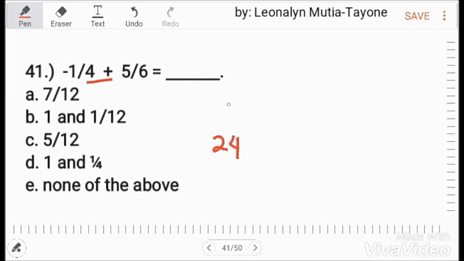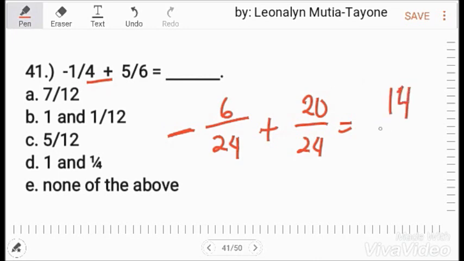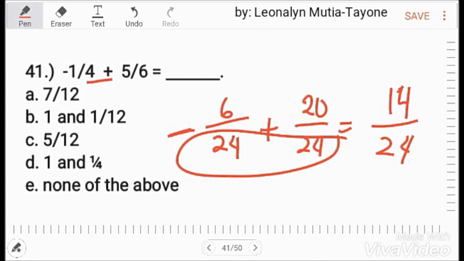6 times 1 is 6. Plus, negative. 24 divided by 6 is 4. 4 times 5 is 20. So, ibig sabihin, itong 1/4 na ito ay equivalent ng 6 over 24 at itong 6 ay equivalent ng 20 over 24. Negative, unlike sign siya. So, mag-minus tayo. And this is 14 over 24 kasi kopyahin mo lang yung denominator.